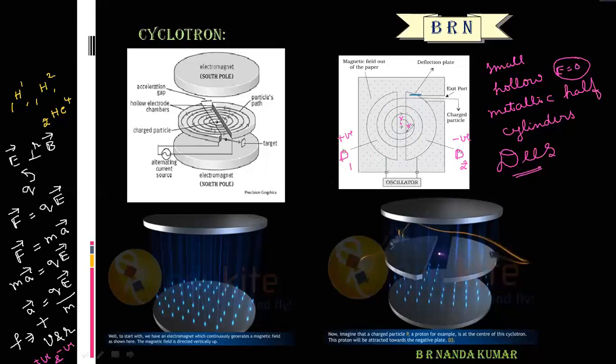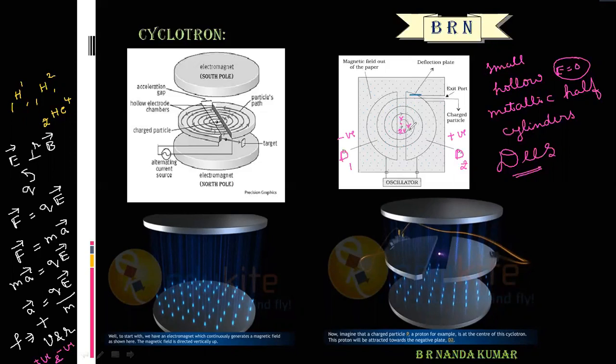Again the charged particle enters the gap. What happens? That is very, very important. Once the charged particle completes the semicircular path, the polarity reverses. Now D1 gets negatively charged and D2 gets positively charged. So if the charged particle enters the gap, it is acted upon by the electric field, which accelerates it and increases the velocity. Let us consider that is 2V.